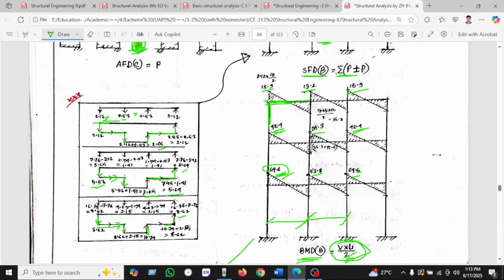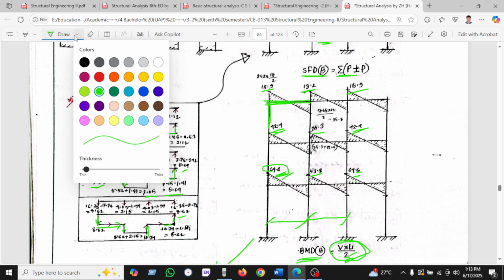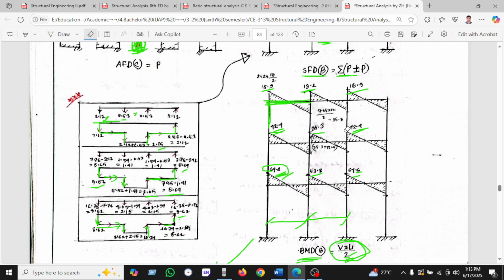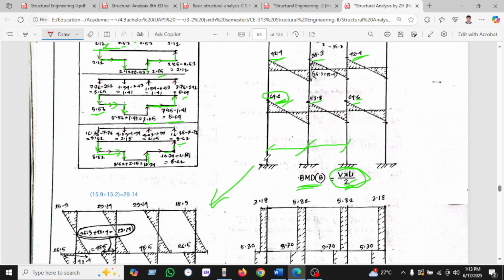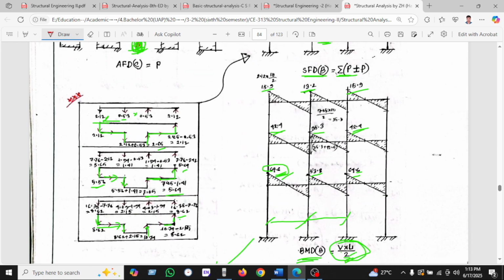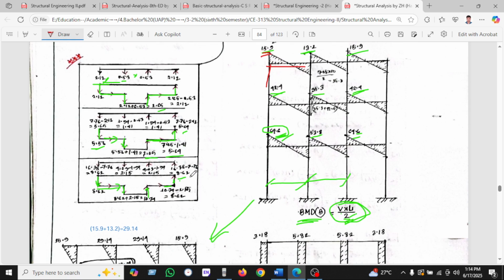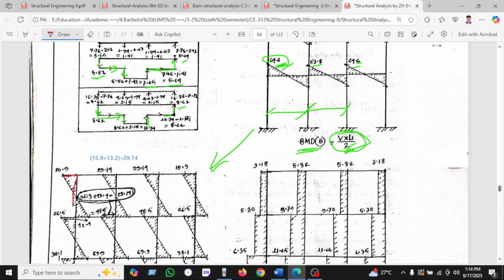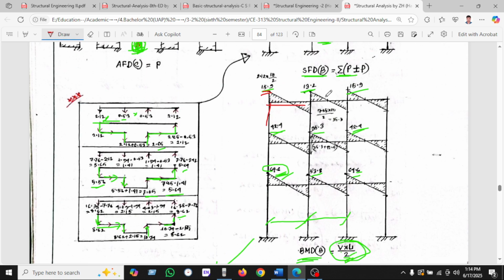So we can see this is the beam, I'm just changing color for your better understanding. You must keep in mind this beam will transfer the load to the column. How much will it be? 15.9, so it is taken as 15.9. This column takes 15.9. So how much is this load? This load we have seen here, which is 13.2 plus 15.9. So this is the total load.